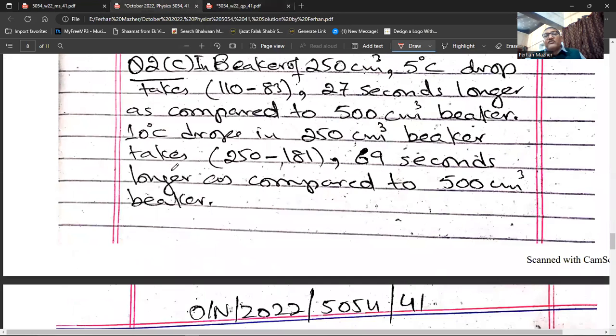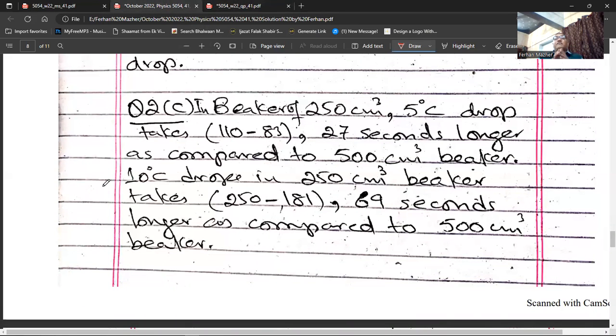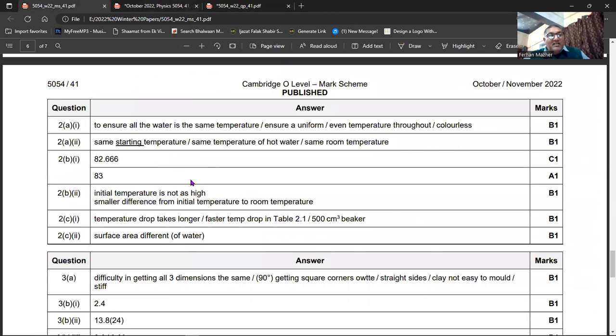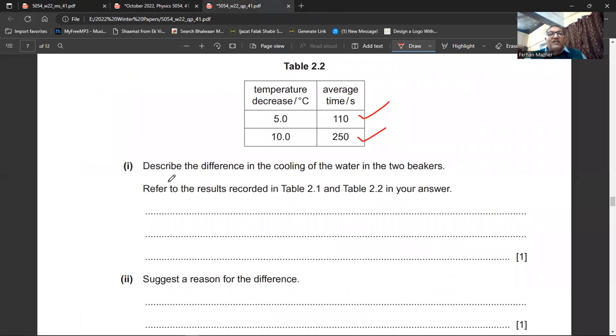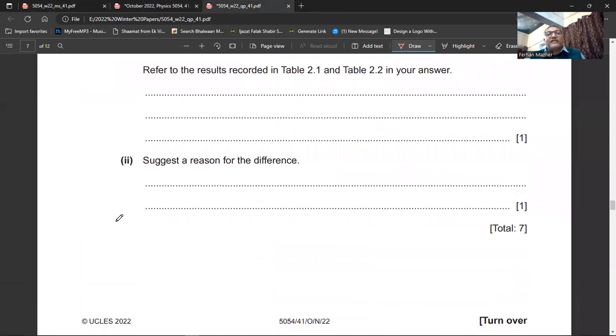We have to give the reference of this. In a beaker of 250 centimeter cube, 5 degrees centigrade drop takes 27 seconds longer as compared to 500 centimeter cube beaker. 10 degrees centigrade drop in 250 centimeter cube beaker takes 69 seconds longer as compared to 500 centimeter cube beaker. And so this is what they have written. Our answer is perfect. Okay, so now we are going to the second part.